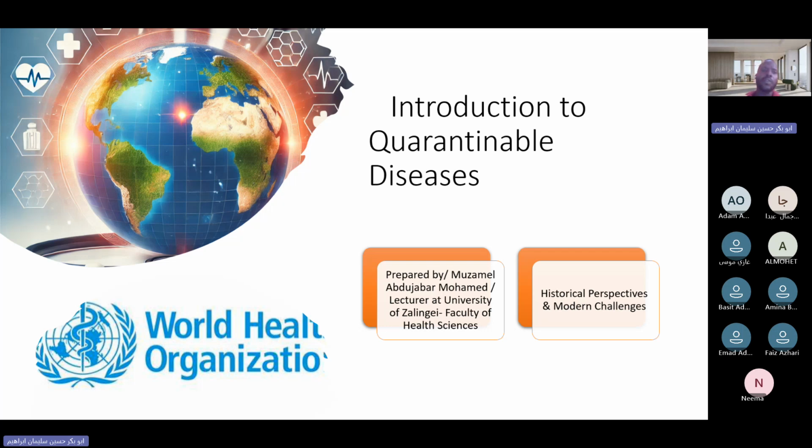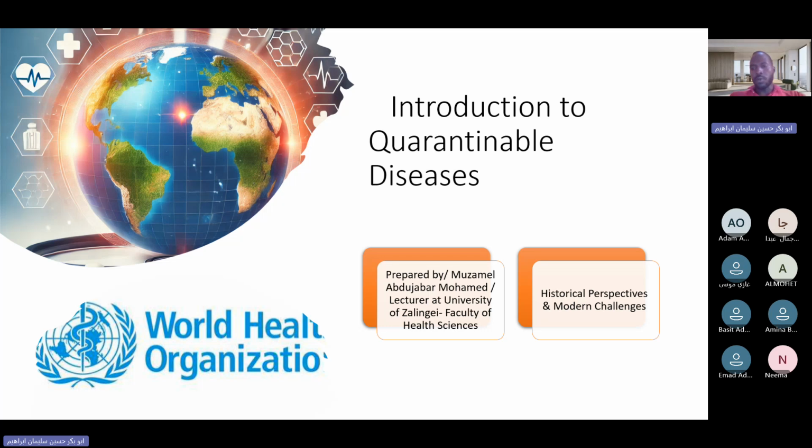As you know, quarantine disease mainly focuses on infectious diseases that have the ability to spread rapidly and can also cause a big health problem among the community or among the population. This is a quarantinable disease. During this lecture, we are going to see the definition and the historical perspective, and additionally what the expected modern challenges of this quarantinable disease are.